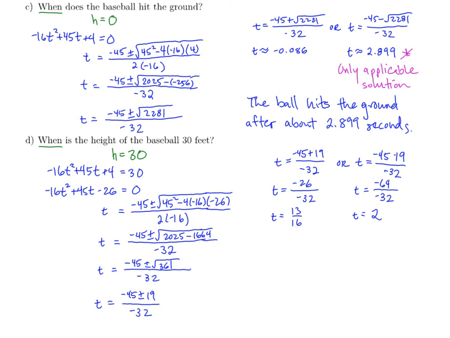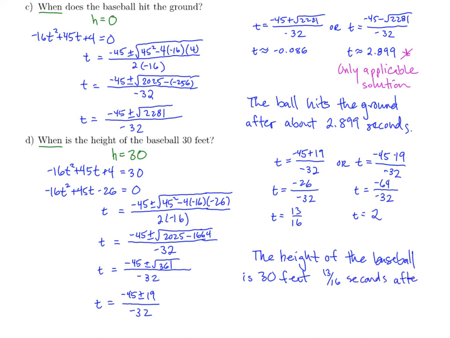And so I can summarize then the answer to this question. The question was, when is the height of the baseball 30 feet? So I can say the height of the baseball is 30 feet 13/16 seconds after it was hit, and again 2 seconds after it was hit.